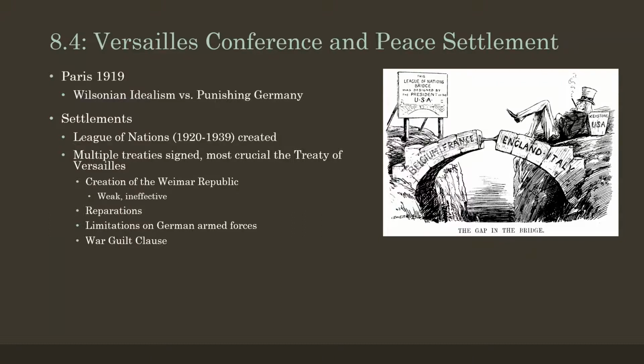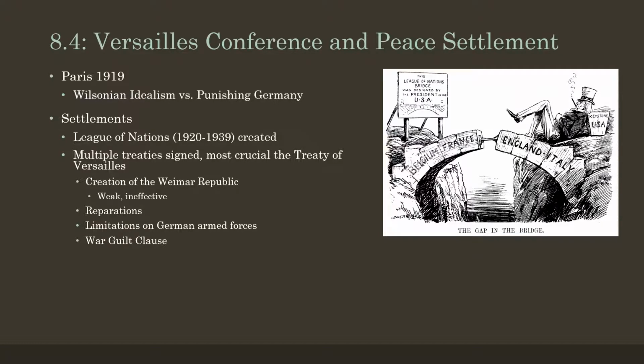France wants a weak German government. They don't want to deal with Germany anymore. They don't want any more German invasions. Reparations, exorbitantly high. Germany is made to pay for the entire war. Limitations on German armed forces. These are very severe limitations.